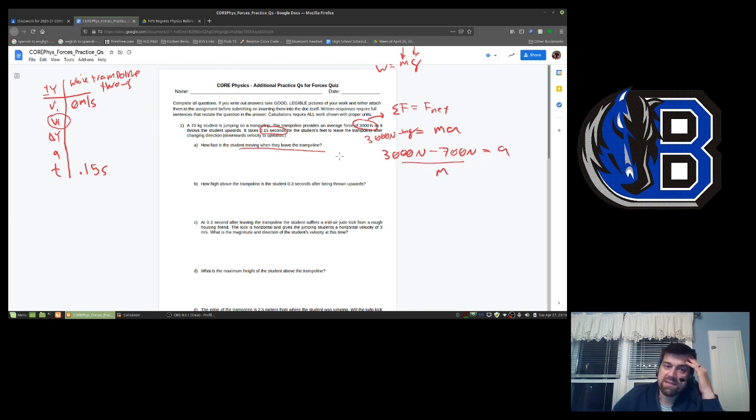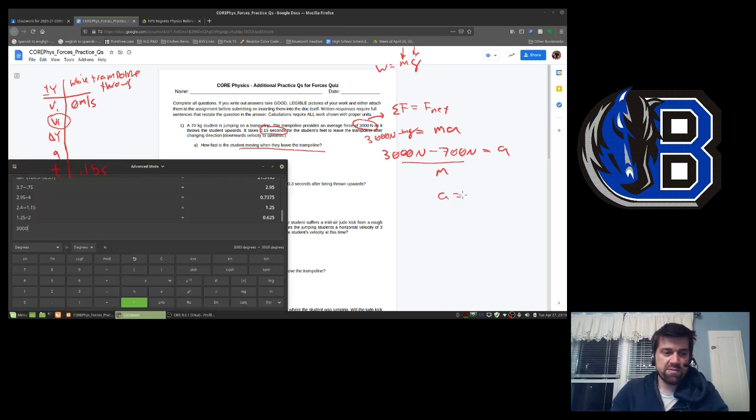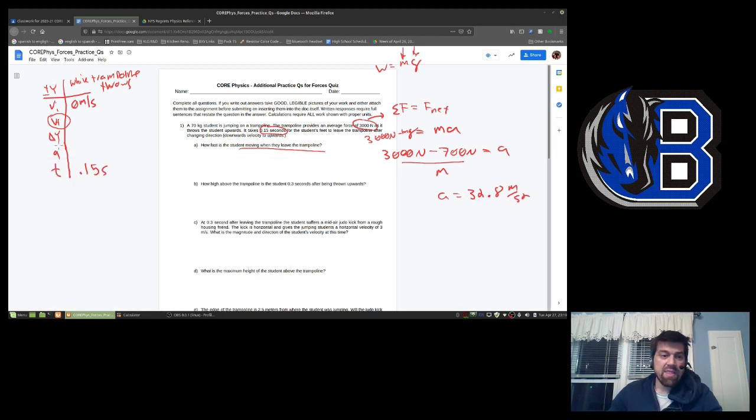Right, and then mass is my 70 kilograms, so I've got my 3,000 newtons minus my 700 newton weight, that's the net force, divided by my 70 kilograms. So the trampoline throws me with an acceleration of 32.8 meters per second squared. And that's what goes here.